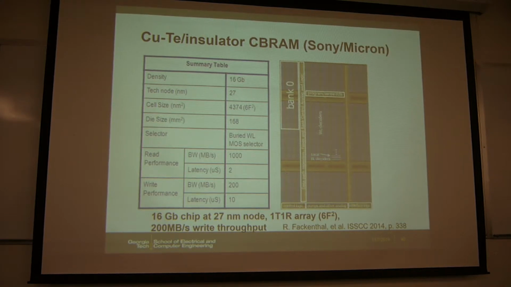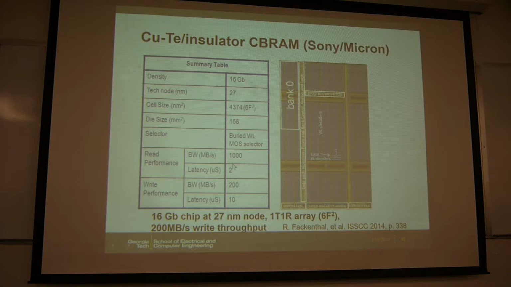And then Sony and Micron jointly developed this CB-RAM chip. CB-RAM is conductive bridge random access memory. So this is based on the copper diffusion into the oxide to form this metallic bridge. And this chip is 1T1R, and the capacity is 16 gigabits, and the technology node is 27 nanometer, and the cell area is close to 6F squared because they use the DRAM kind of design rule.